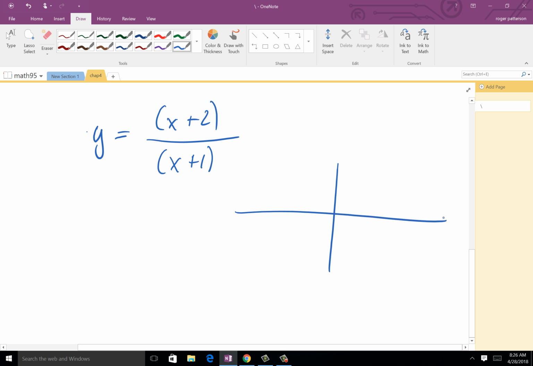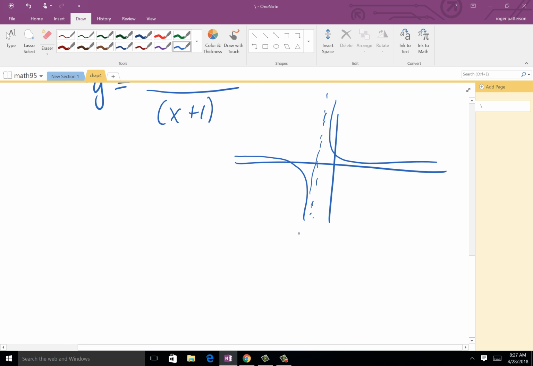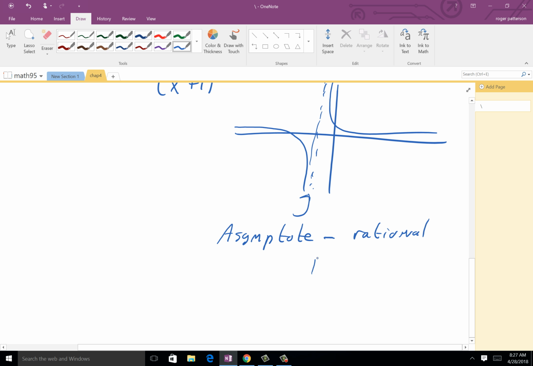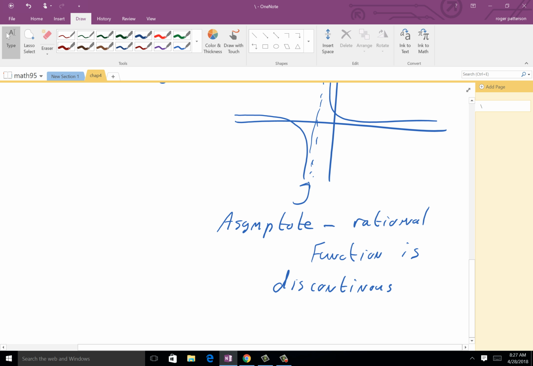So we're going to look like this. So let's see, we're going to have this, and it falls like that. So it looks something like that. Okay? And this is a dotted line here. And this line is called an asymptote. And that's what the rational function is. We're going to say discontinuous. So the rational function is discontinuous at that value.